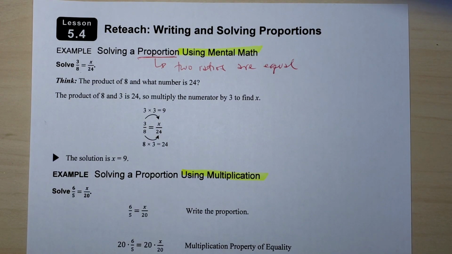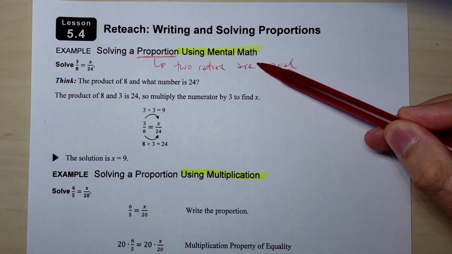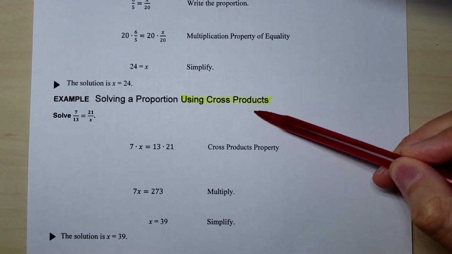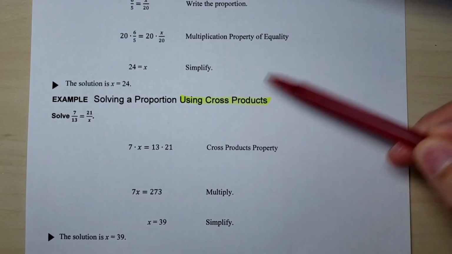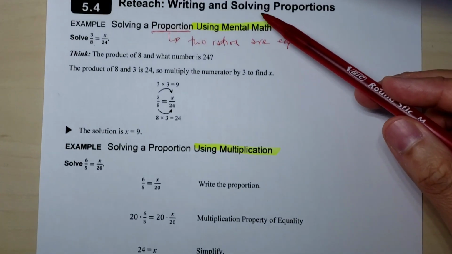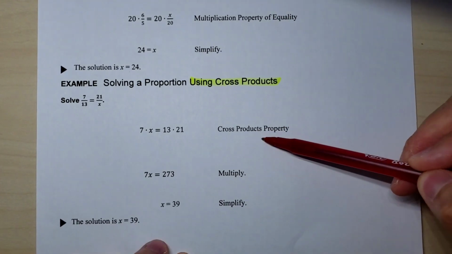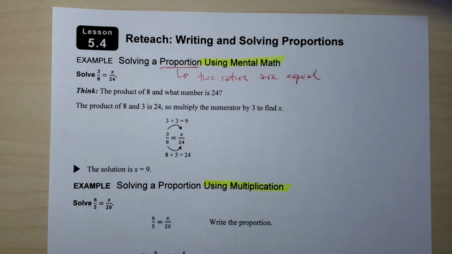A proportion is simply a statement that two ratios are equal. Now, to solve a proportion, there are some strategies. The first one would be using mental math. The second one would be using multiplication, and the third one would be using cross products. For this video, I'm going to use two strategies, which are using mental math and using cross products. So let's start with using mental math.